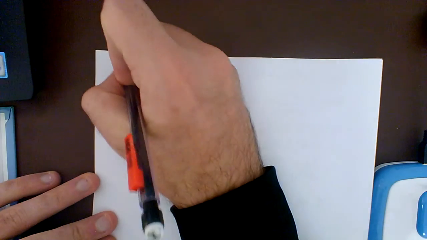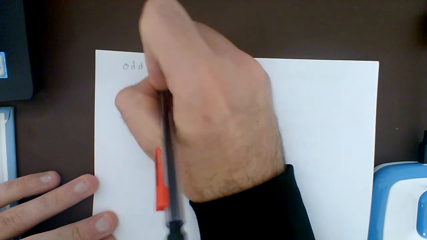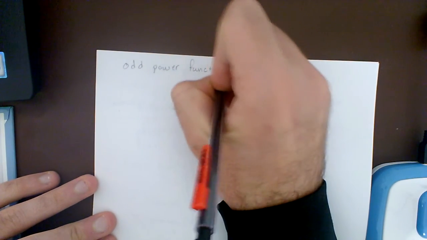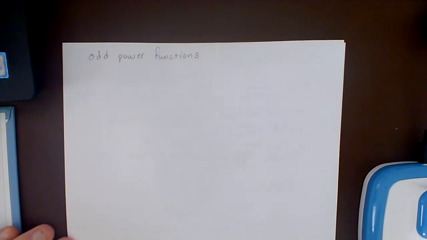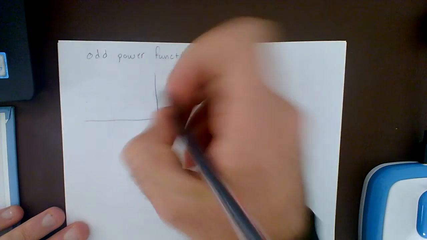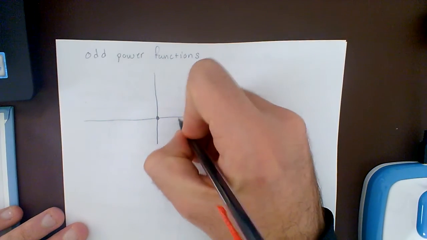Okay, so now we've talked a little bit about even power functions, so let's talk about odd power functions. So odd power functions have some similar properties, but they also have some different ones. So if I draw that graph again, here's 0, 0. Here's 1, here's 2, 1, 2, negative 1, negative 2.